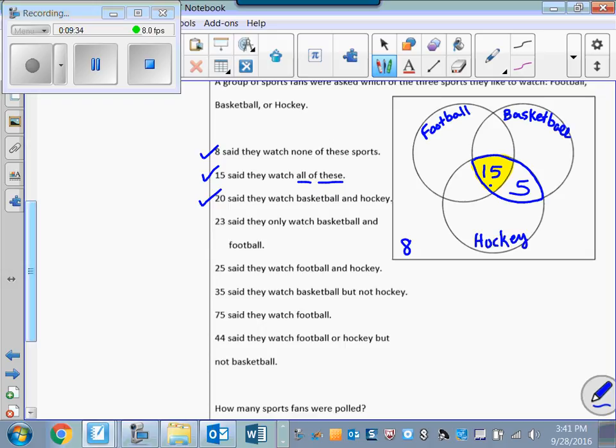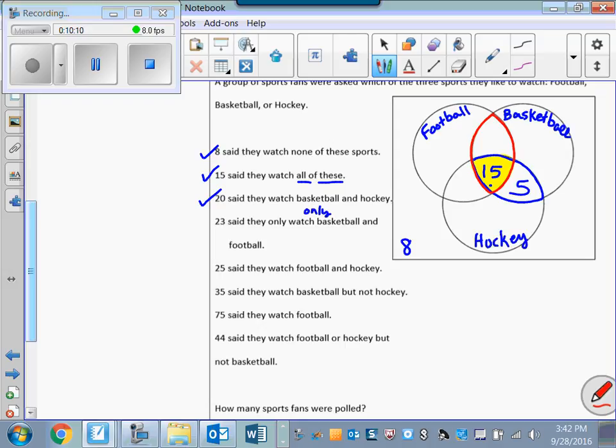Okay, how about 23 said they watch only basketball and football. That should really say they watch only basketball and football. Well, I'm going to take a red pen here and I'm going to draw around where basketball and football are. Here's basketball and football, right? Basketball and football, right here.